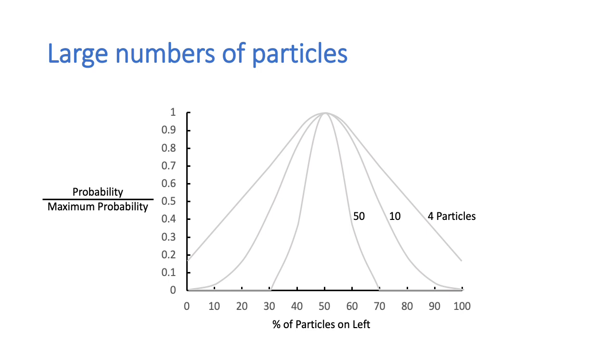So if we go to a very large number of particles, 10 to the power 23, the distribution looks like this. We can say with absolute certainty that the distribution would be 50% of the particles on the left and 50% of the particles on the right.